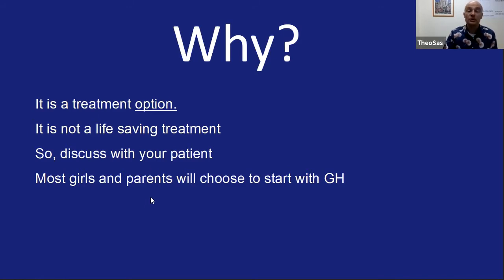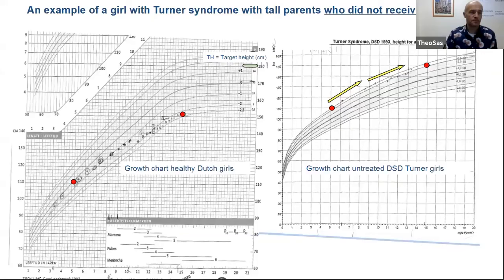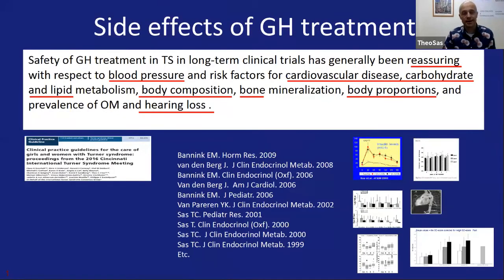And most girls and parents will choose to start with growth hormone treatment. But there are some girls, this is an example of a growth curve of a girl who has tall parents. She's growing on this line, and what we can see is the normal growth diagram. She has quite good growth, and this is the same girl on the Turner line. You can see that she follows the line. So this girl didn't receive growth hormone treatment, and so that is a choice. And you can imagine that she didn't choose for this because of the normal height.